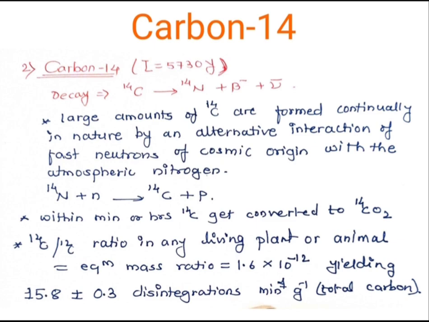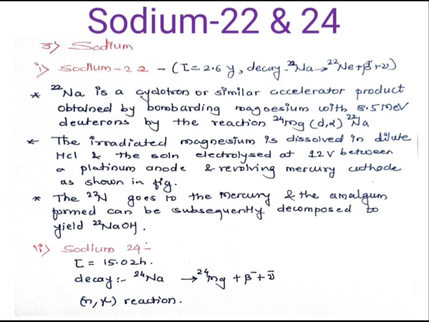So we will see the next element or the isotope. It is sodium 22 and sodium 24. So its half life is given, it is 2.6 years, and the decay reaction is given. Sodium 22 undergoes the beta plus reaction, and here is a formation of neon 22.